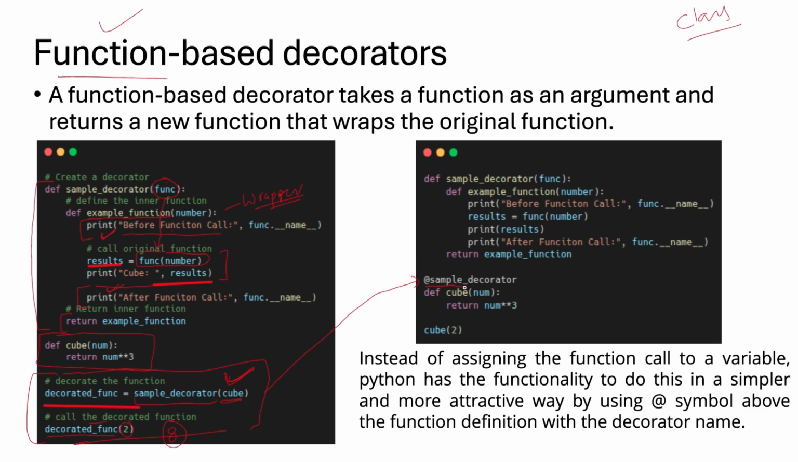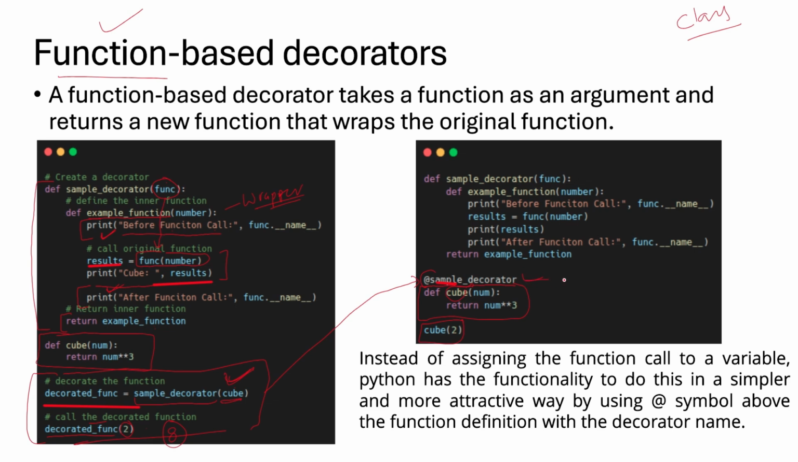In lots of Python code, you might have seen above a function these kinds of @sample_decorator or @something. This is the decorator. So what it does is, whenever you call this function, it will first call this decorator and do all the things, and this function will be the argument for this decorator. So instead of writing this, you can write this here, then whenever you call the function, it will automatically call the decorator with this function as the argument.